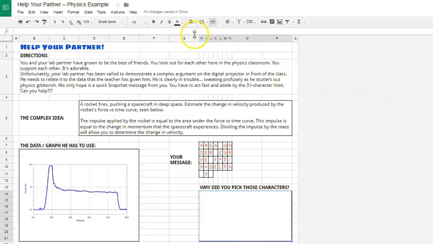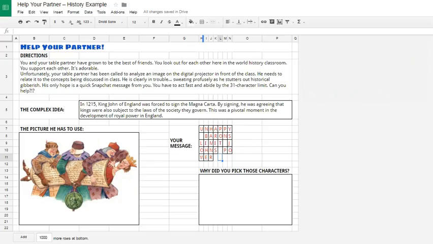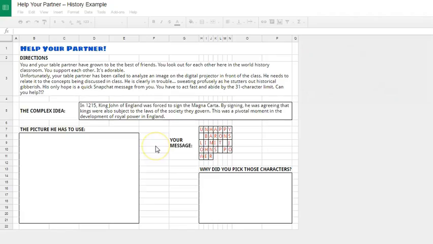Some other examples from other subject areas. Here's one I put together, if it ever loads. Not sure what's happening. There we go. Of course, I hit reload again because hashtag Google Rage. Anyway, here we go.